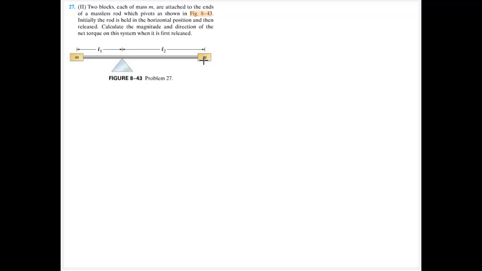For problem number 27, I have a kind of a seesaw, and I'm asked to calculate the net torque. I have two masses of equal mass. These masses are at different distances, and they're going to apply a force to my rod equal to the weight, which is the mass times gravity, so that's my free body diagram here. I have my pivot point here, that's where I'm going to calculate my torques about.